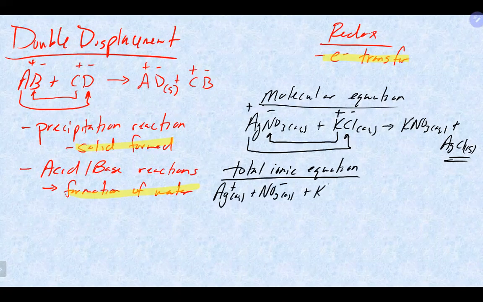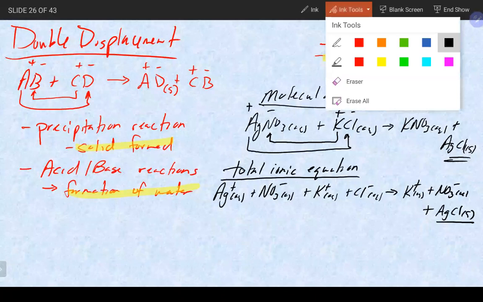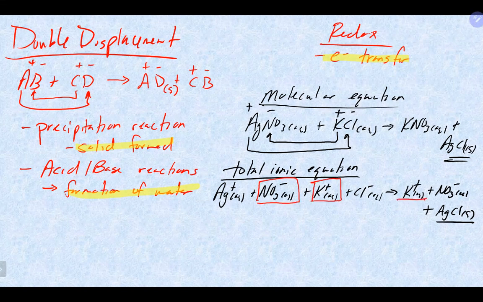The potassium chloride would break apart into a potassium and a chloride. Potassium nitrate would also break apart into a potassium and a nitrate. And I'll just write it underneath here. Again, the solid here would stay together. This represents what's going on when we dump this into a beaker. We usually in this equation can find what are referred to as spectator ions. And spectator ions are ions on both sides of the arrow that look exactly the same. So we have nitrate and potassium in this case.